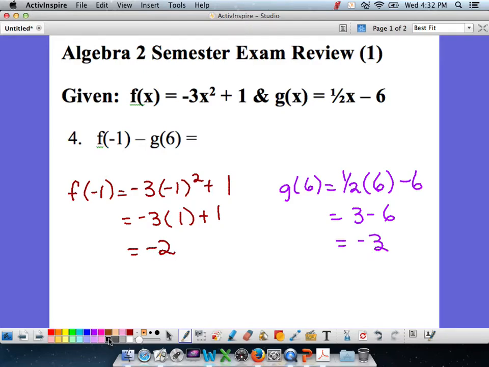Then we go back to the problem and just substitute in right here. I know that f of negative 1 is negative 2 minus, and that minus comes from right here, g of 6 is negative 3. Be very careful that when you substitute in and you see that this is a negative, minus a negative becomes plus a positive, and that will give you 1. So whenever I find this difference, that difference is 1. Be careful again of substituting in negatives in parentheses, and minus a negative is plus a positive.